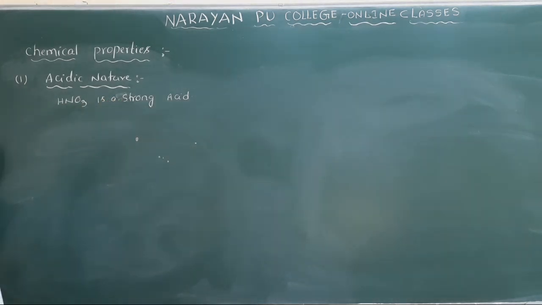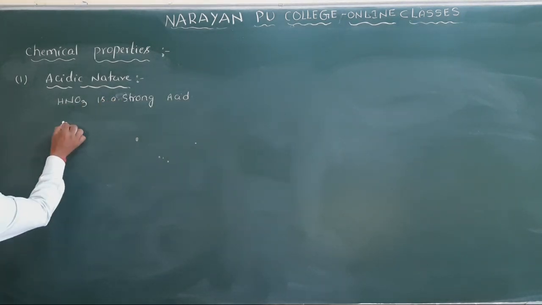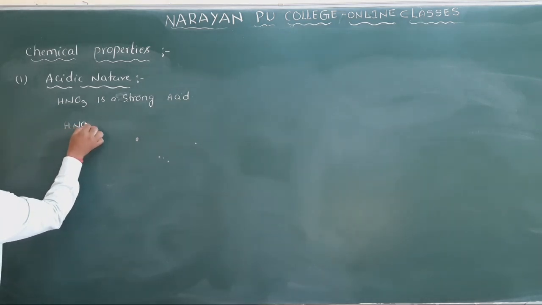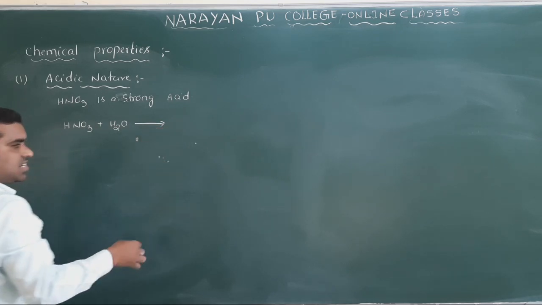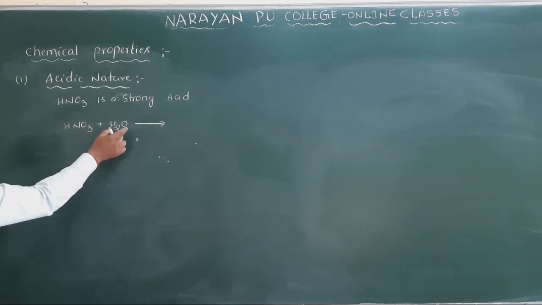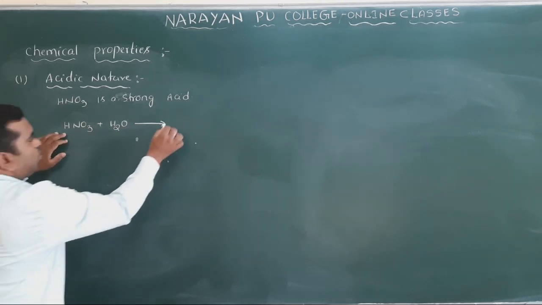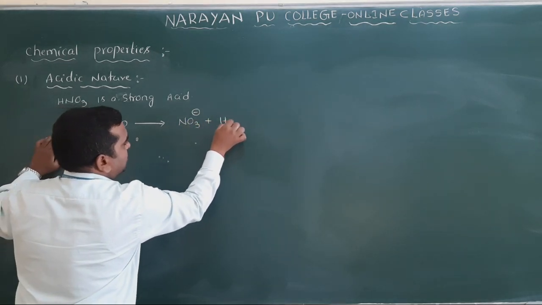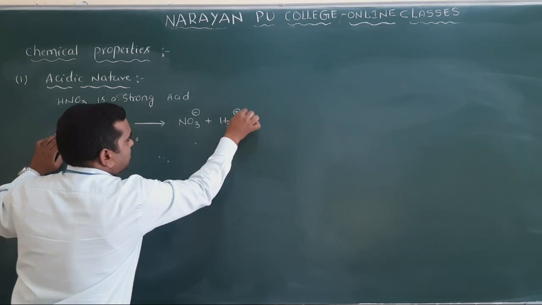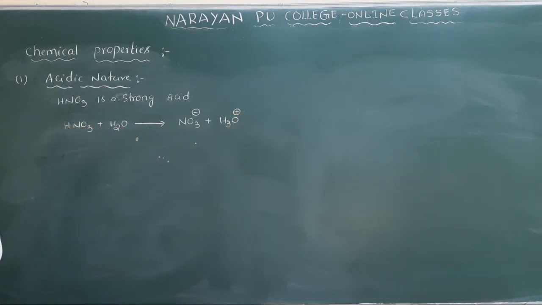Clear? So when HNO3 dissolves into water, it should give which ions? H plus ions, because acid gives H plus ions. That H plus ion will be taken by which one? Water. So what will you get here? You will get NO3 minus and H3O plus, because that H plus will be taken by which one? H2O.